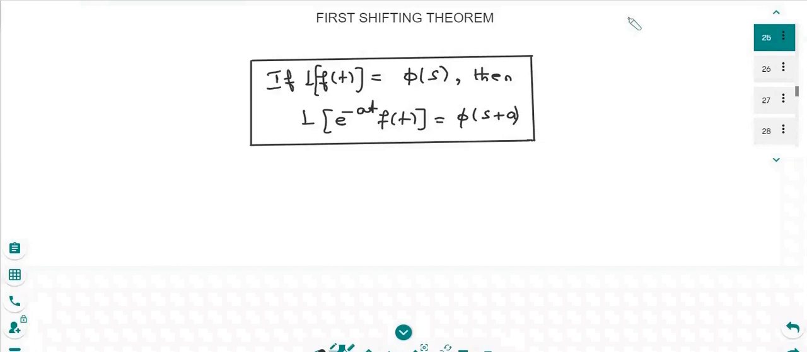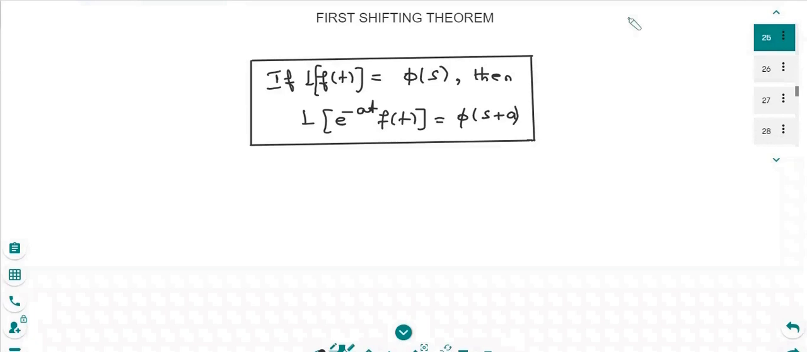Today's topic is first shifting theorem. The statement is, if L of f of t equals phi of s, then L of e power minus at f of t equals phi of s plus a. Here, f of t is your function.